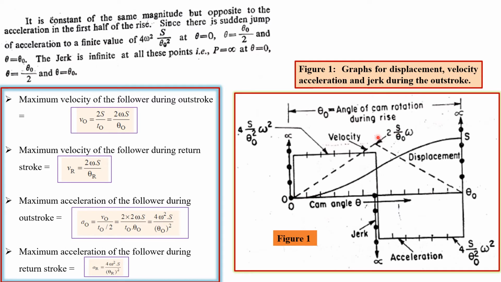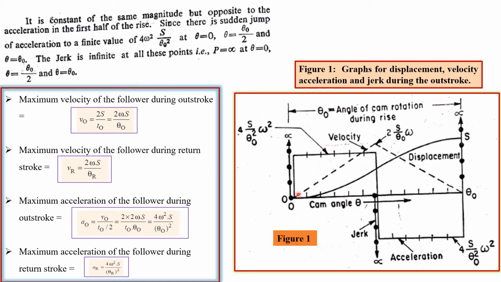Now we know that the follower is moving with uniform acceleration and retardation. So obviously, for the movement of the follower up to half of the outstroke, the follower moves with uniform acceleration. So ultimately the slope of this velocity profile, that is the velocity versus the time. Instead of taking the time along the abscissa, we have taken the cam rotation angle theta, because the angular velocity of the cam is constant and omega is nothing but d theta by dt. So when omega is constant, time can be represented in terms of the cam rotation angle theta.